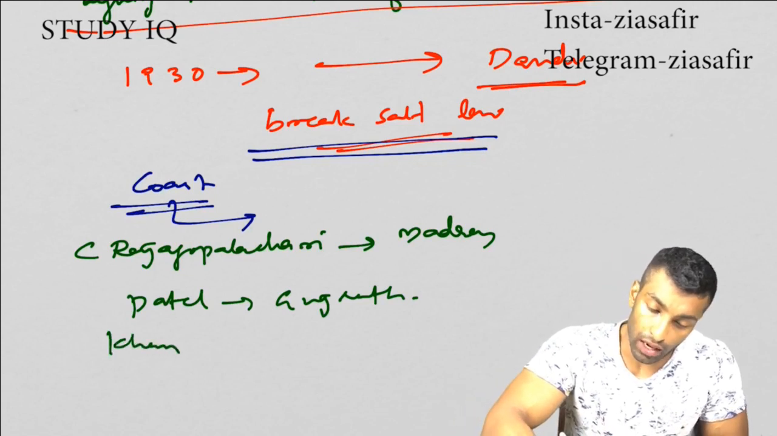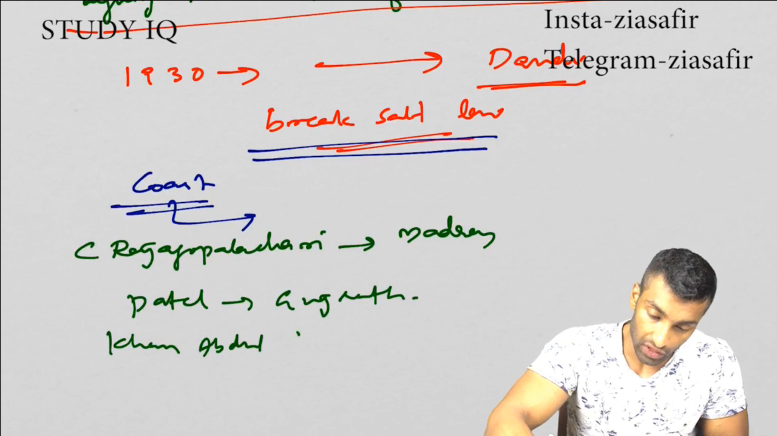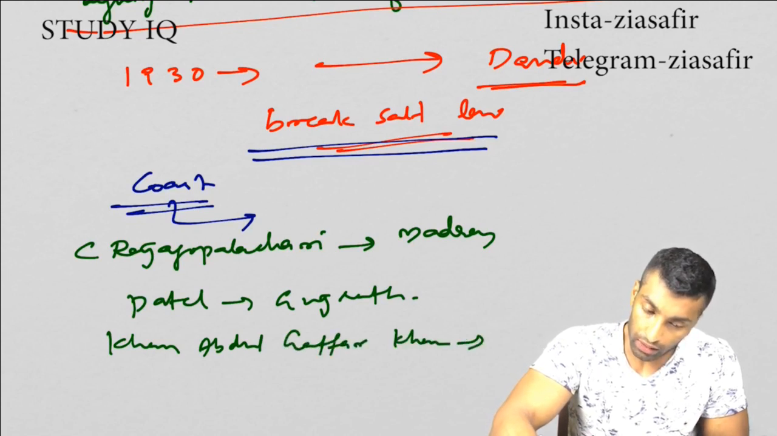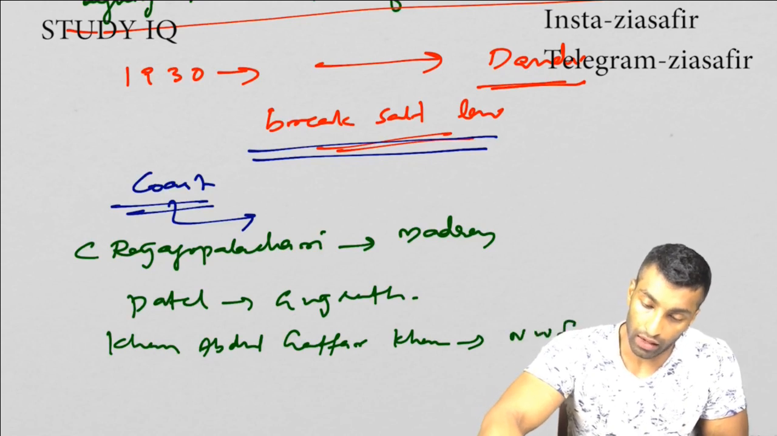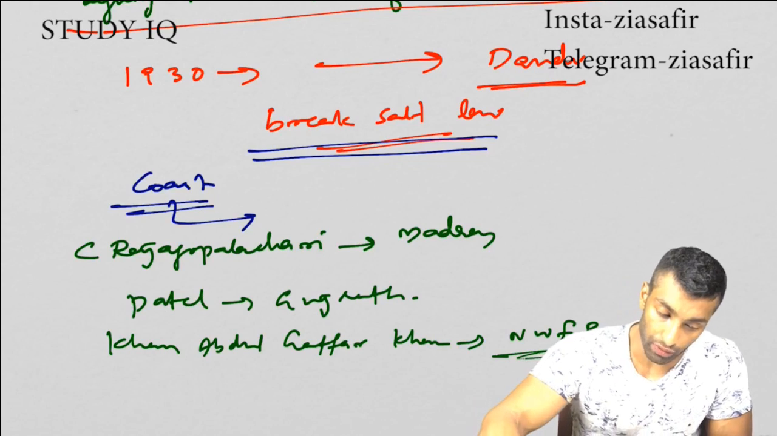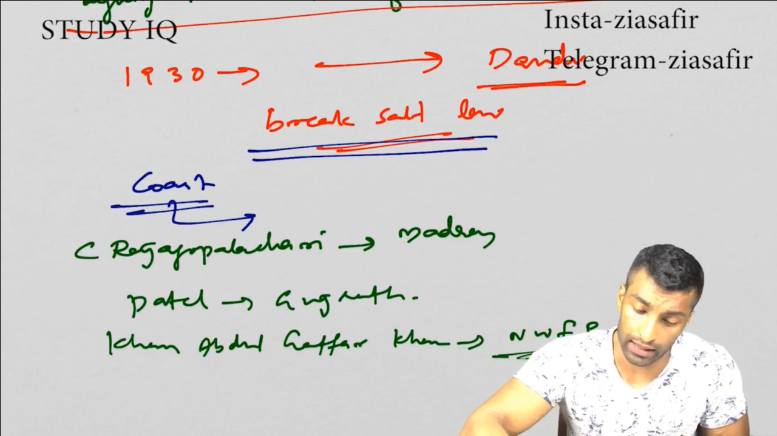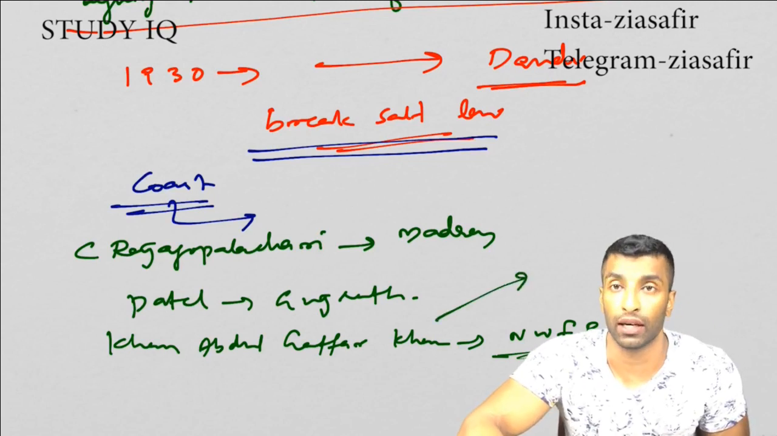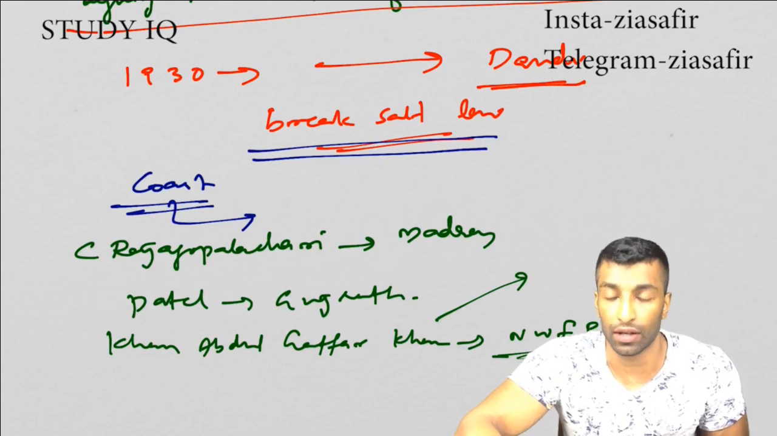Next is a very important person, Khan Abdul Ghaffar Khan, known as the Frontier Gandhi. So Khan Abdul Ghaffar Khan was a Gandhian in the NWFP, the Northwest Frontier Provinces. He started the organization of the Khudai Khidmatgars, the Red Shirts. We have discussed that already.